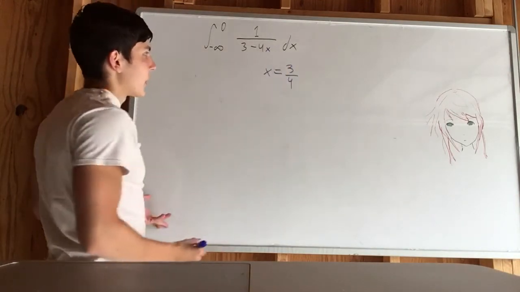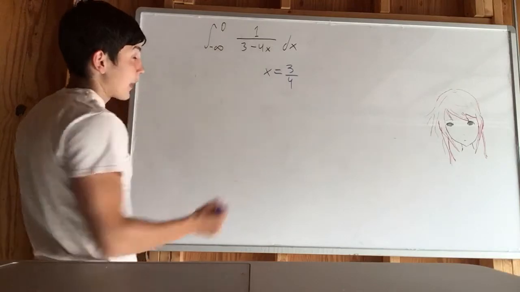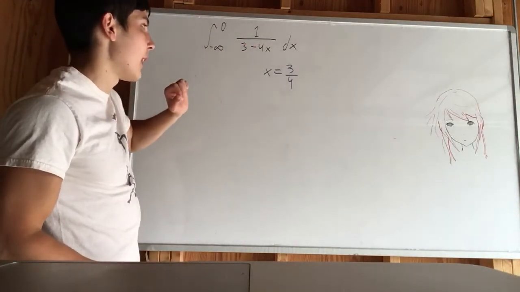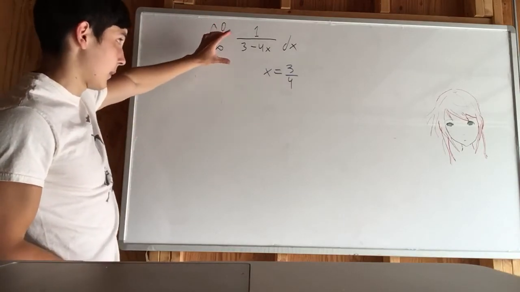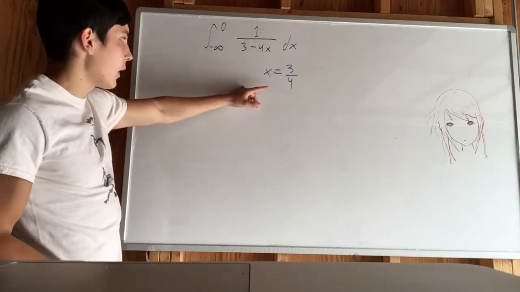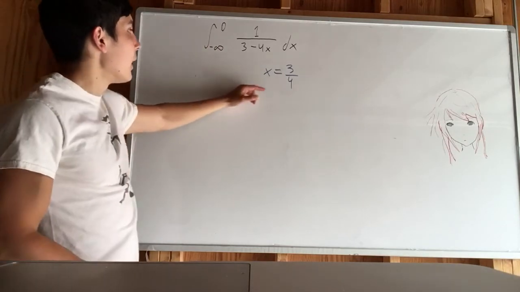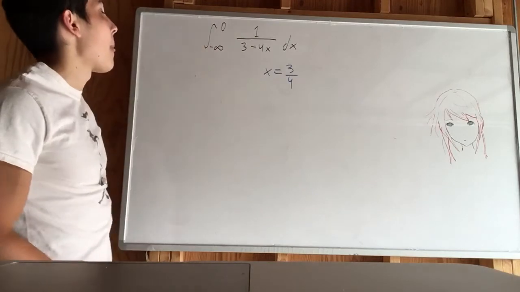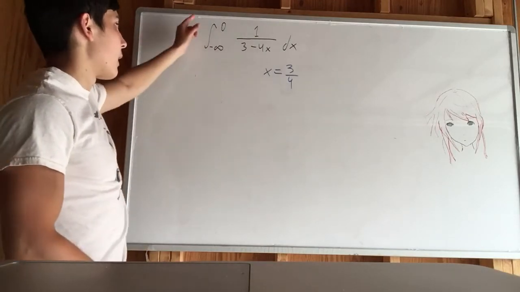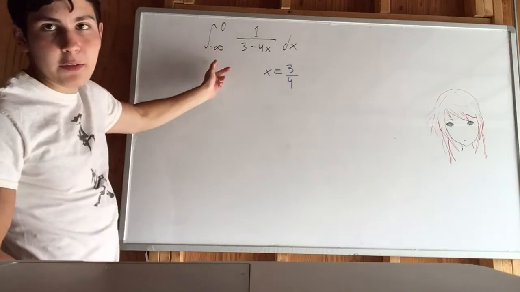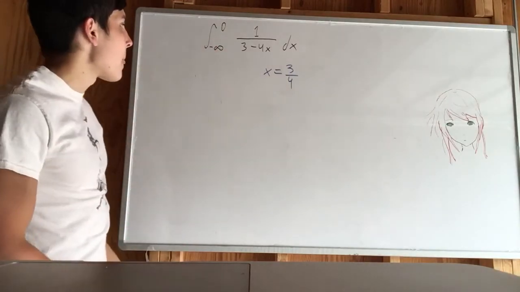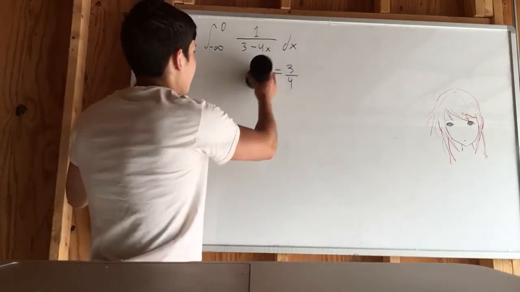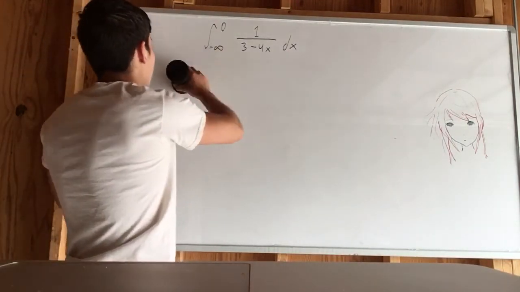The 4 cancels out with the negative 4, and you're left with minus 3. 3 minus 3 is 0. So we can't have 0 in the denominator when we're integrating. Otherwise, we would have to split it. So is 3/4 within our bounds? No, it's not within our bounds, because we're integrating from negative infinity to 0. So we're good. We don't have to split this into two different integrals and take the limit for each one.